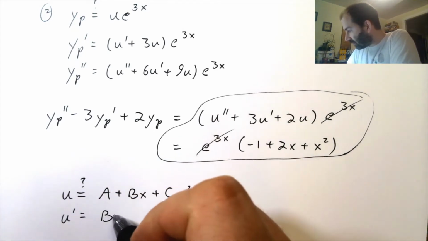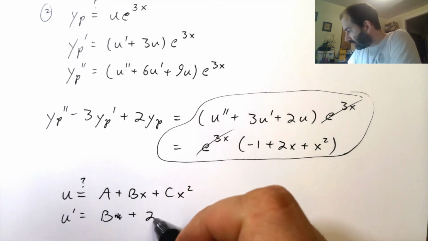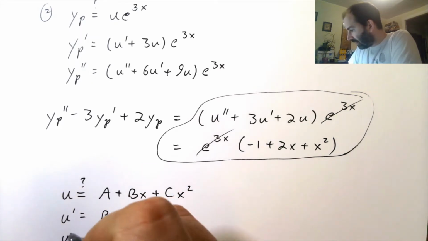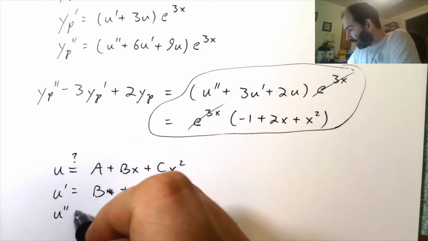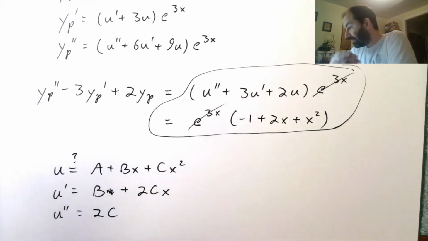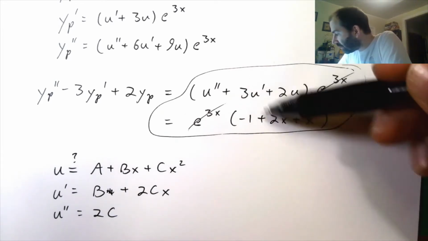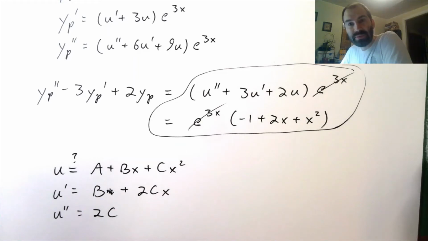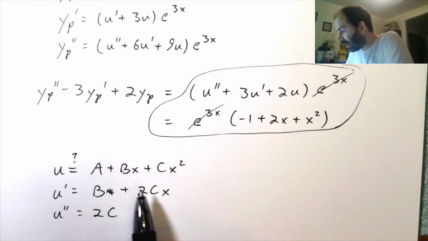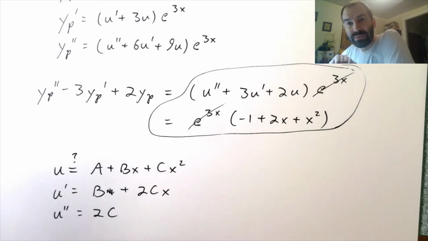Oop, no, the x goes away. What am I doing? Okay, it's b plus 2cx, and the second derivative, I'm going to get just 2c. Okay. Now I'm going to take this stuff, plug it in up here, and then equate those polynomials and get the values that I need for a, b, and c. We're going to get a system of equations.